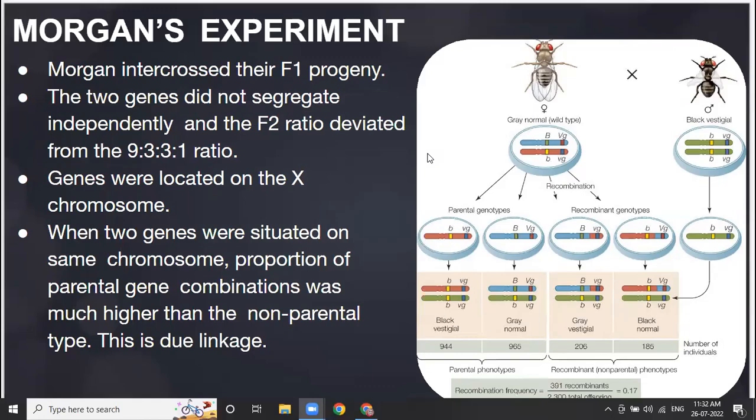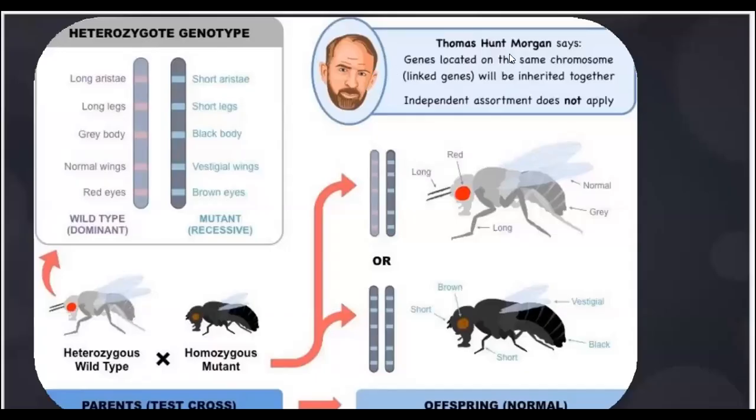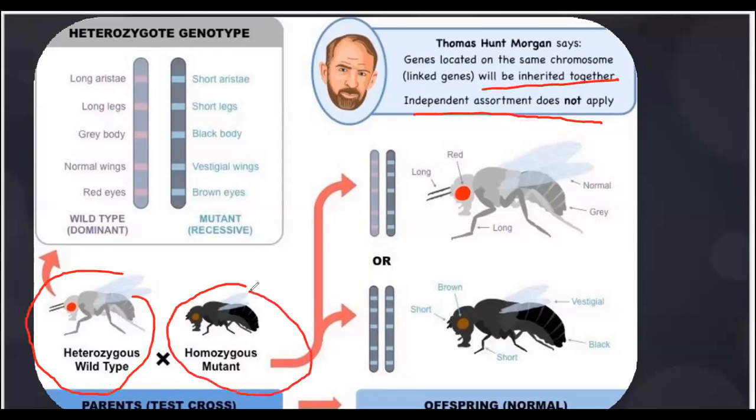So this is the cartoon picture of Thomas Morgan, and he says that genes located on the same chromosome will be inherited together. Independent assortment will not apply. So let's say white eyes, normal wings, gray color, and black and vestigial. They are crossed together, and you will see the progeny coming together.